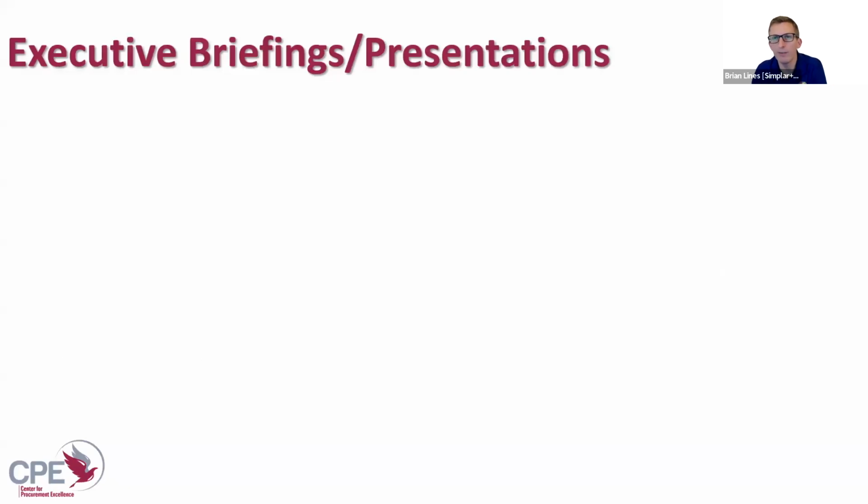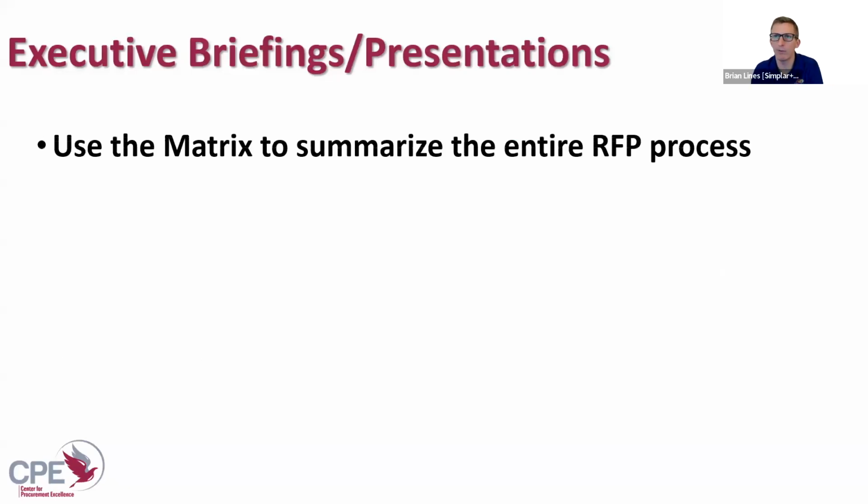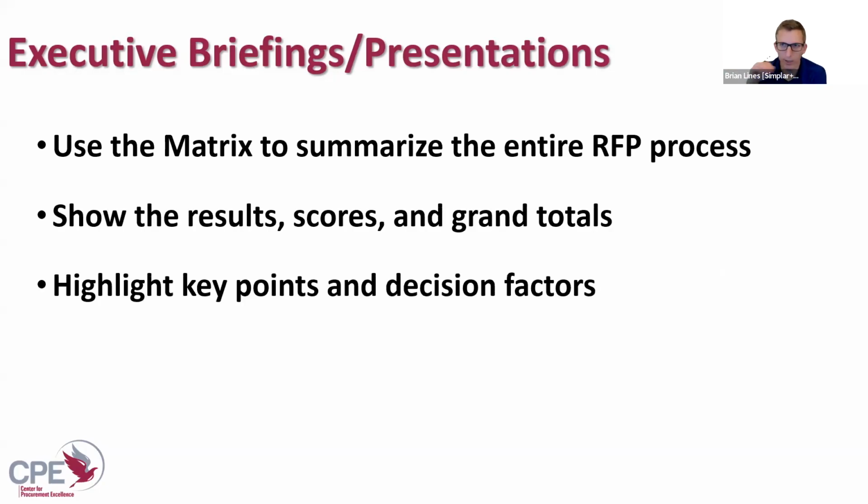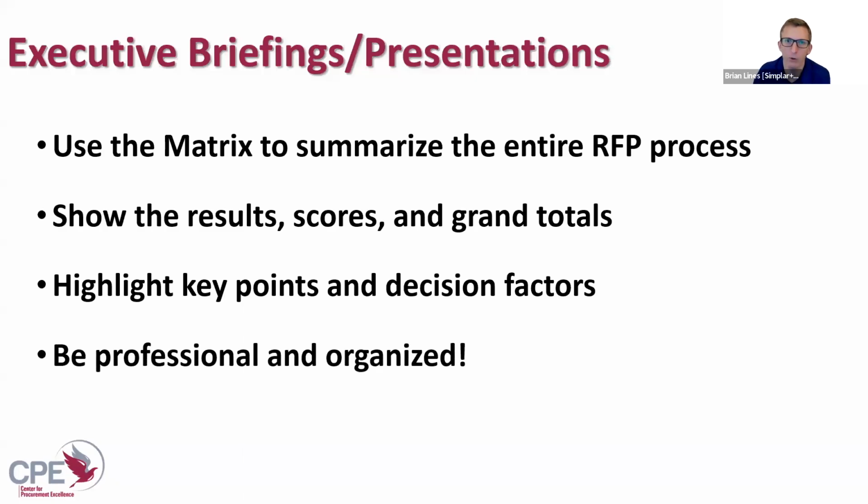And then last but not least, you can use your matrix to summarize the entire RFP process for the benefit of executives and approvers who may not have been involved in the nitty-gritty details. You can show them the results, the scores, the grand totals, highlight key points for them as part of the decision factor of your recommendation to award. And it's a nice way to look professional and organized as you're doing so, which is always a bonus.